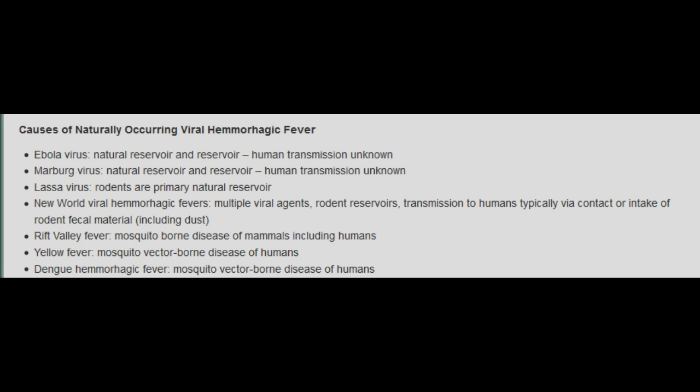First off, it goes over the naturally occurring viral hemorrhagic fevers, the entire class. So there's Ebola, Marburg, Lassa virus, New World viral hemorrhagic fevers, Rift Valley fever, yellow fever, and dengue hemorrhagic fever. And then it goes over the transmissions, who carries it, and so forth.